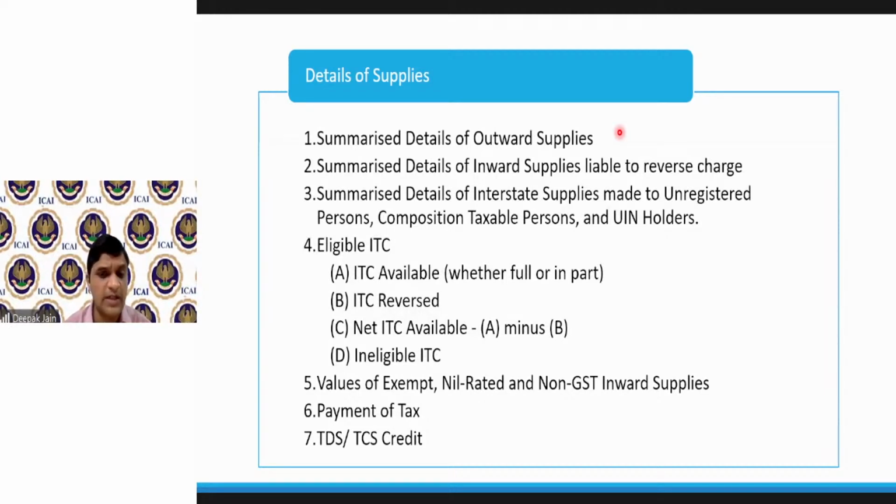So if last month's ITC is available and the current month has no ITC, then also will a nil return 3B be there? Didn't understand your question, Miss Pooja. Can you please explain properly what you are saying? You can also speak in Hindi, I can understand.